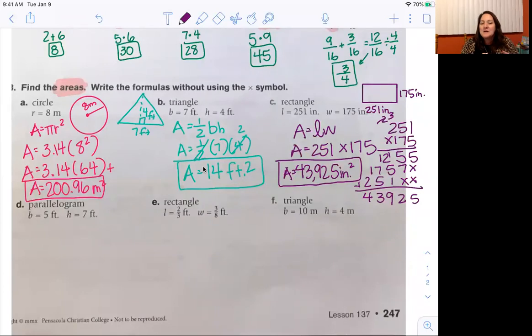Okay, stop what you're doing, pause, don't stop, but pause, and go ahead and try D, E, and F, and come back and check your answers with me.